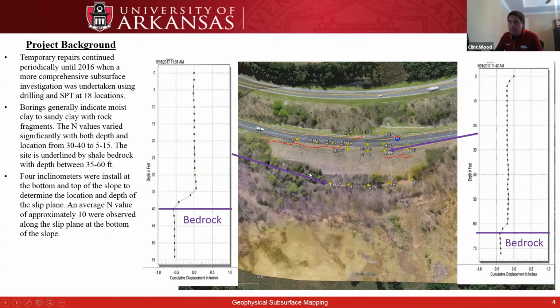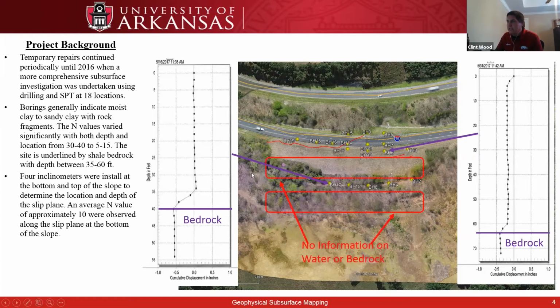They also installed a number of inclinometers. So 2 up here at the top and 2 up here at the bottom. These inclinometers showed that basically the slope was slipping along the bedrock layer. Even up at the top of the surface where it was 65 feet deep, we were seeing slip along that section. And then once we got down here to the bottom of the slope, we were still seeing slip along the bedrock interface. And generally in that interface, blow counts were around 10.